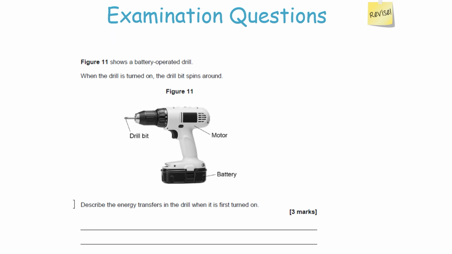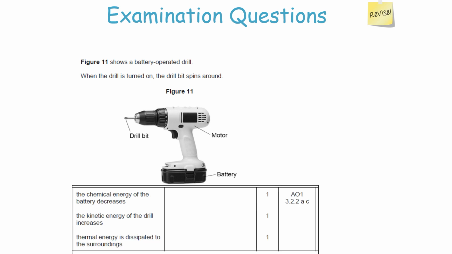Right, it's very important in these types of questions you talk about what the starting energy store is and how it's going down, what the end energy store is and how it's going up, and then if there's any other energy transfer present. So we'll say it's a battery, we know that because it's told that in the question, so the chemical energy store of the battery decreases. Now it's a drill bit which is spinning around, it's moving, so therefore the kinetic energy of the drill bit increases, and there's also thermal energy dissipated to the surroundings. Always remember to talk about that if it's an open system.